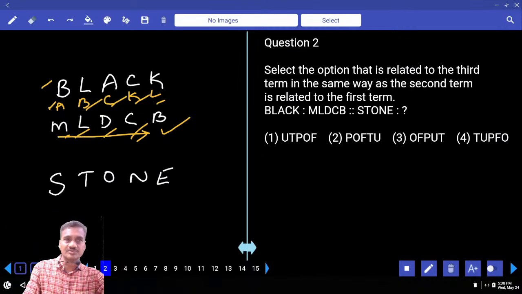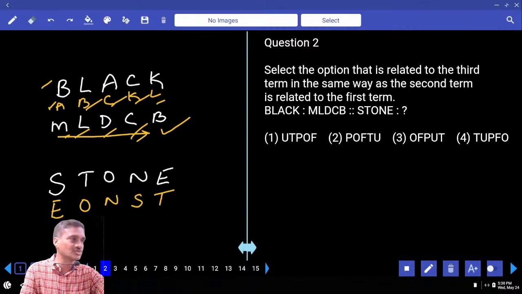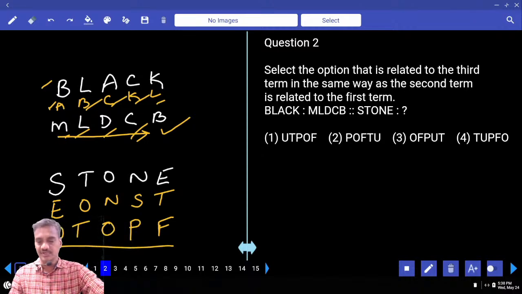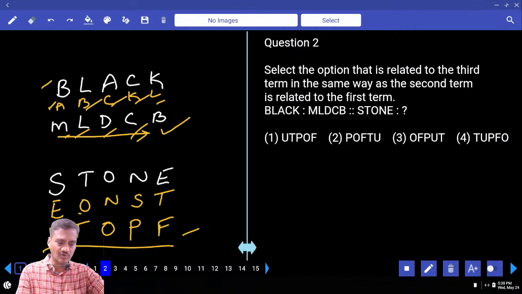And again for this word stone, tell me what are the letters we have? E, O, N, S and T. Now to each of these one letter should be added. E plus 1 is F, O plus 1 is P, N plus 1 is O, S plus 1, T plus 1. And U, T, O, P, F. The given answer is U, T, P, O, F.